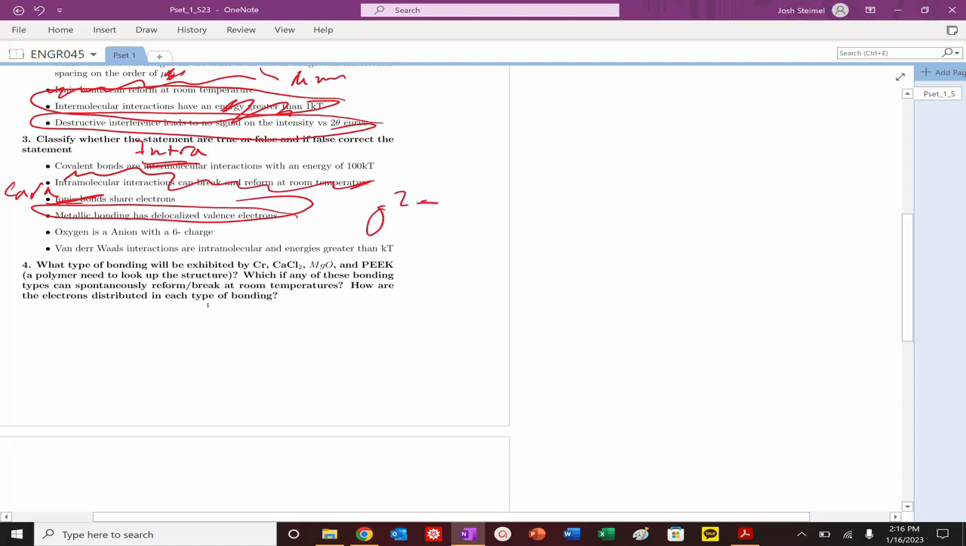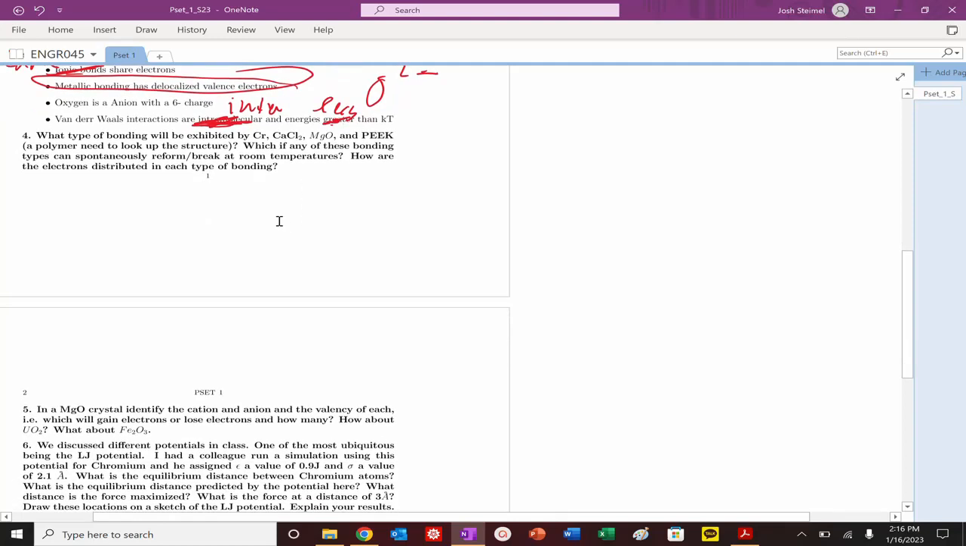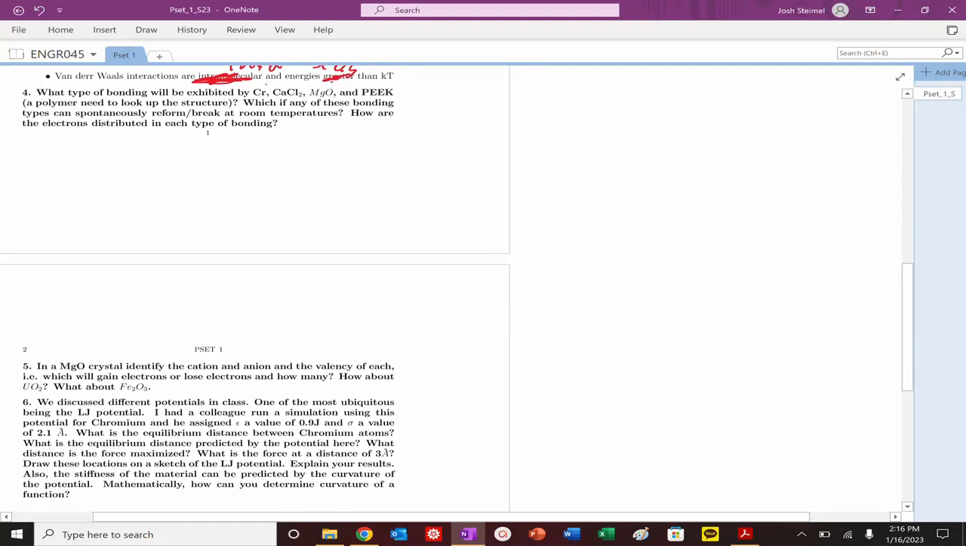So van der Waals interactions are intramolecular and, excuse me, energies greater than kT. Nope, they are inter, and their energies are less than kT. Excellent. All right, what type of bonding will be exhibited by Cr? Well, that's pretty straightforward. It is going to be metallic because it's a metal. What about CaCl2 and MgO?